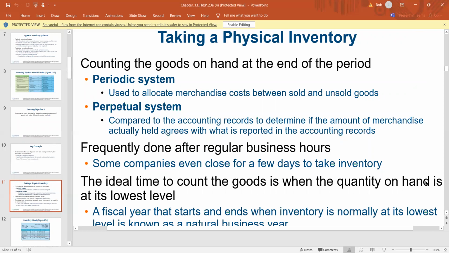Taking a physical inventory, you must do it under the periodic. You may not have to do it at all under the perpetual. It is compared to the accounting records to determine if the amount of merchandise actually agrees with what is reported in the accounting records. And frequently done after business hours.